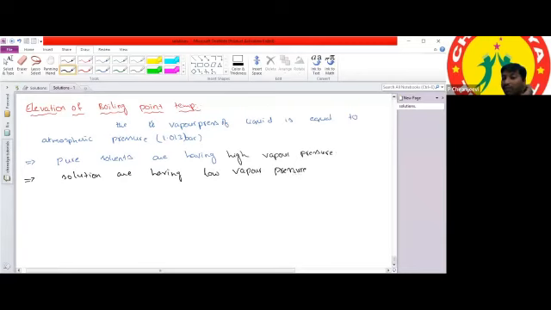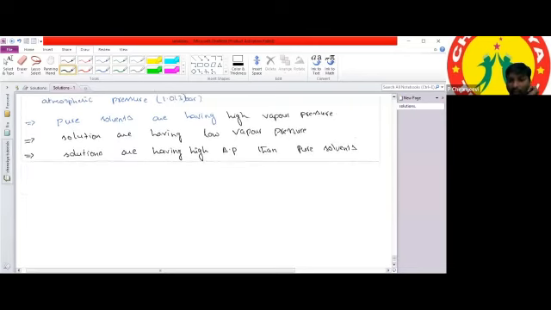So that's why solutions have a higher boiling point temperature than the boiling point temperature of the pure solvent. Okay, so which has the high boiling point temperature? Solutions have a high boiling point temperature than pure solvents.